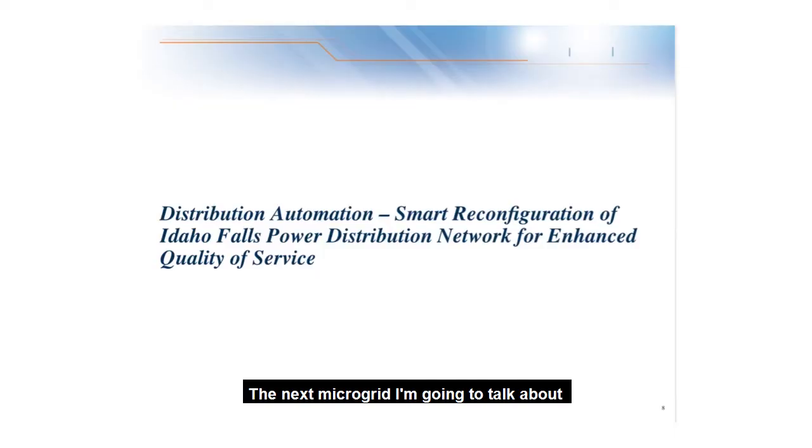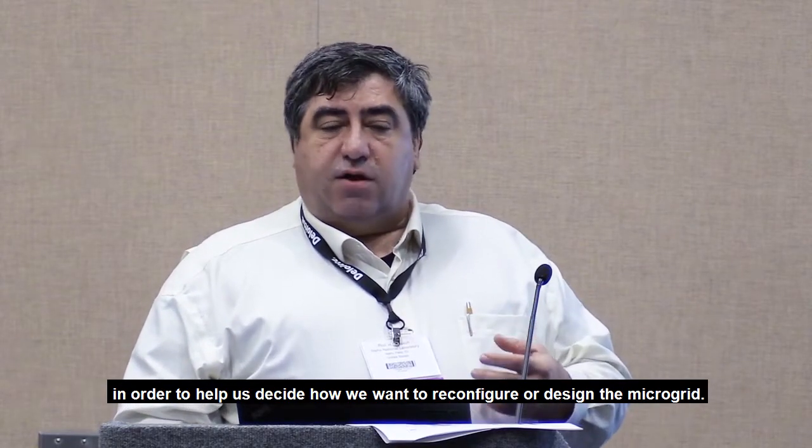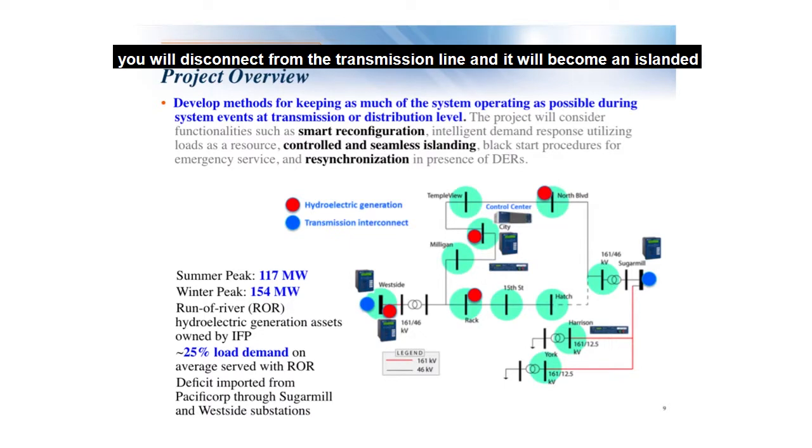The next microgrid I want to talk about is where we took a similar approach to what we did with the Red Cross evacuation route microgrid, except in this case we used resiliency metrics to help us decide how we want to reconfigure or design the microgrid. In this case, we have a distribution system with two interconnects from the transmission side. In the event of a fault condition, it will disconnect from the transmission line and become an islanded microgrid, in essence, and it will do smart reconfiguration in order to maximize the critical load that needs to be running.